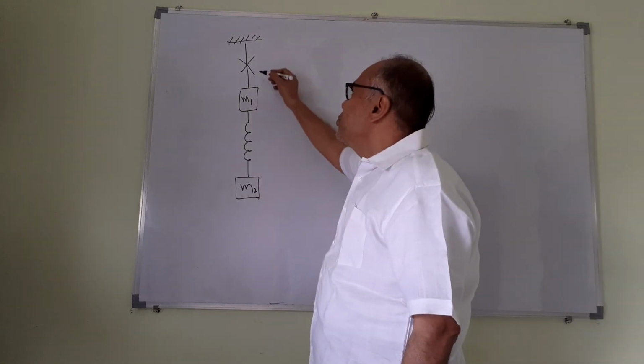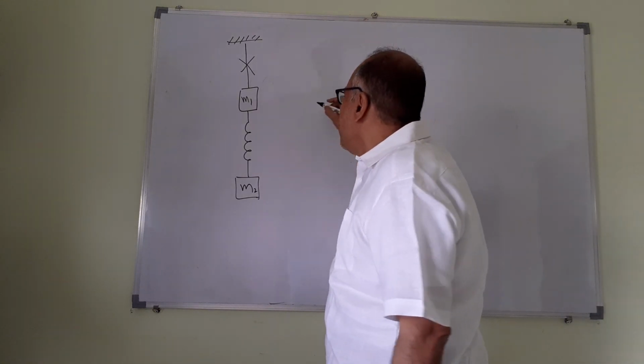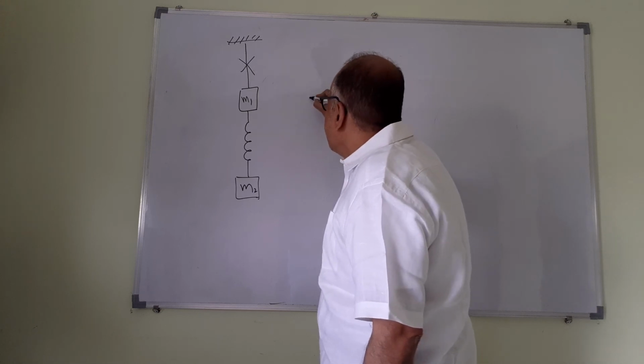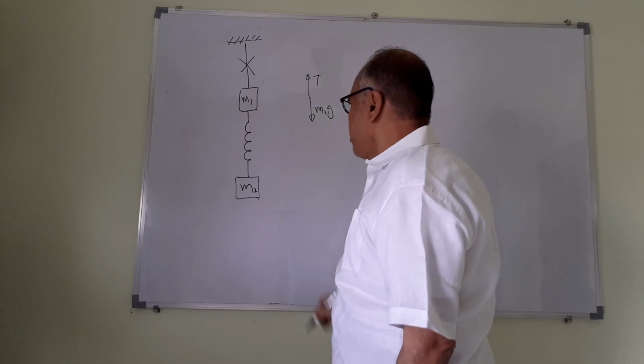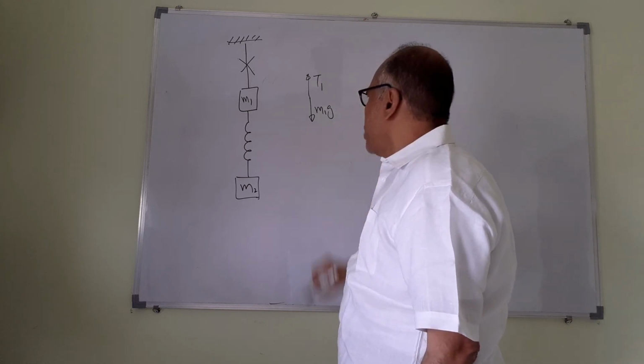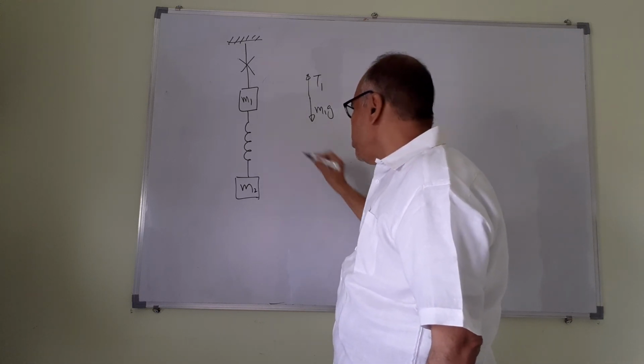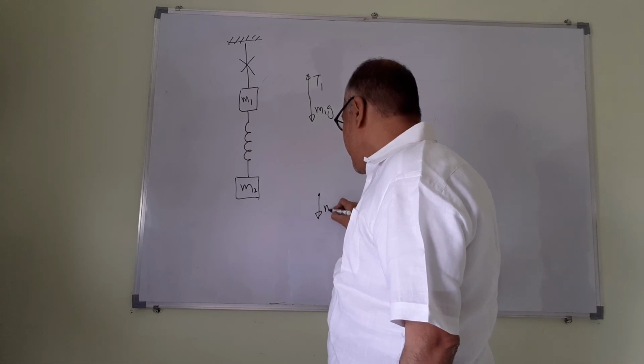What will happen if we cut this string here? Now, before we cut it, what is the free body diagram? The free body diagram is m1g for this and the tension, which I will call T1. In the spring, the tension would be T2. So, you would have m2g.